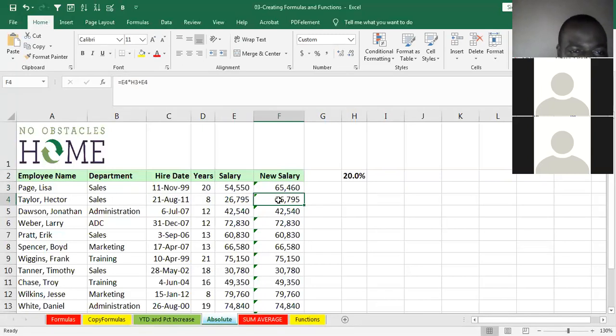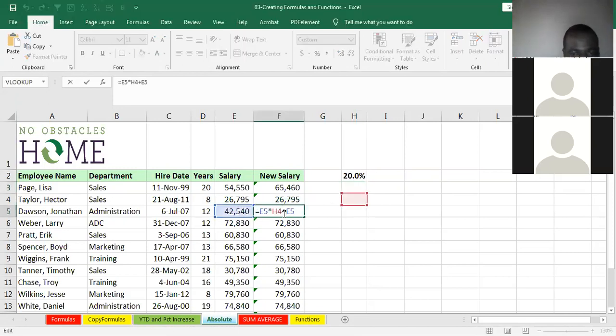So now, if you go and drag it, the one for Hector is now going to be the old salary times the cell below 20%. Are you getting the point now? Okay. You understand? The cell below 20%. If you go to Jonathan, you see where Jonathan's own is pointing.